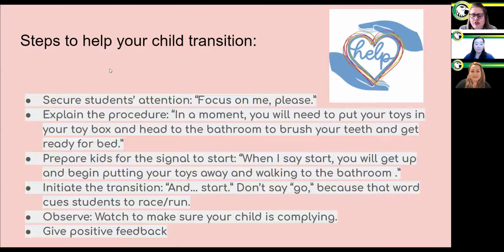Next, you want to observe to make sure your child is complying with what you have asked of them, and then reward them with positive feedback for their compliant behavior.